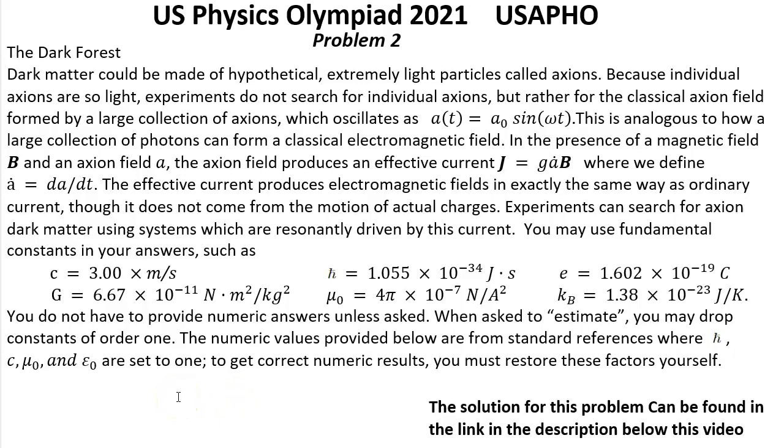When asked to estimate, you may drop constants of order 1. The numeric values provided below are from standard references where h, c, mu0 and epsilon 0 are set to 1. To get correct numeric results, you must restore these factors yourself.